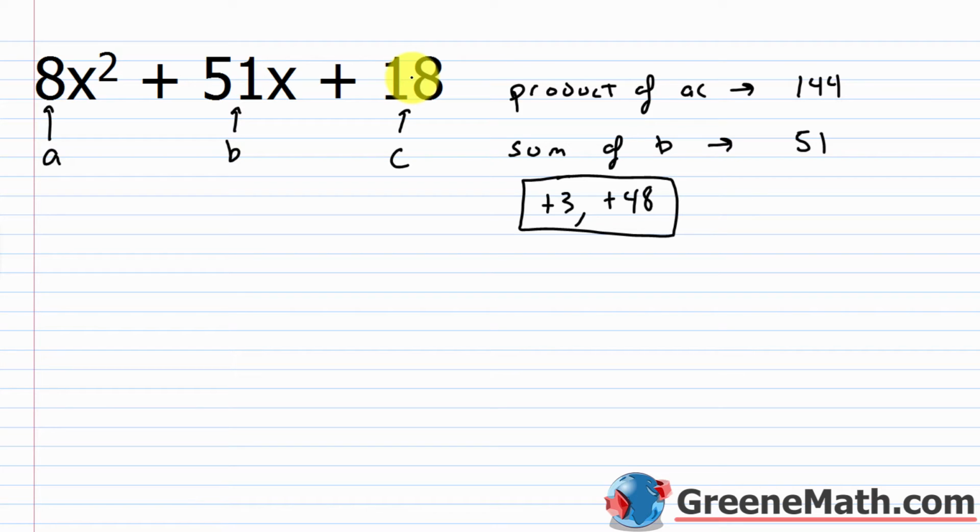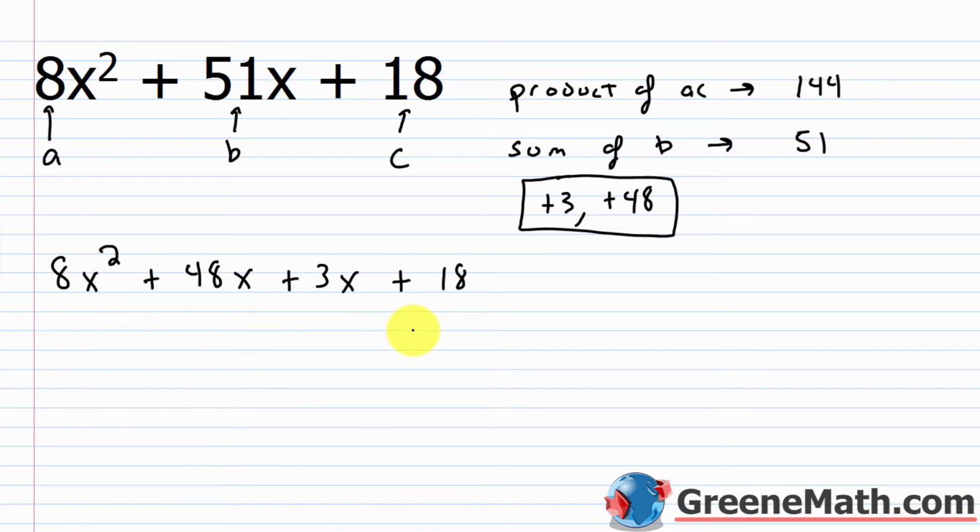And the way I'm going to do that is rewrite this middle term, this 51x, using these two integers. So I would have 8x squared, plus 48x, plus 3x, and then plus 18. So mathematically, have I done anything illegal? No, because 51x is the same as 48x plus 3x. So I've just rewritten this polynomial as a polynomial with 4 terms.